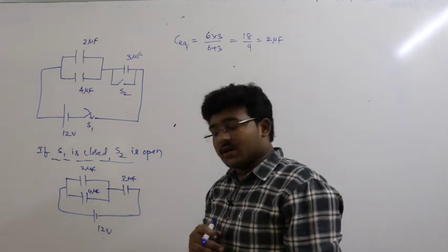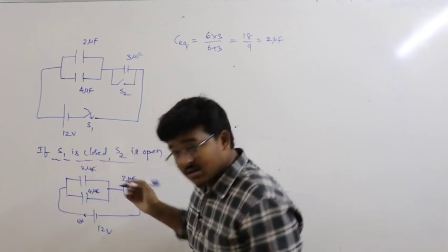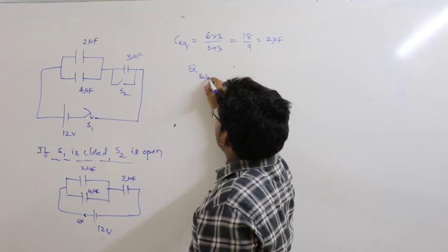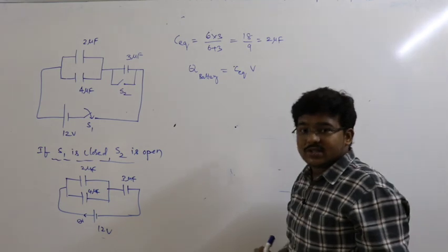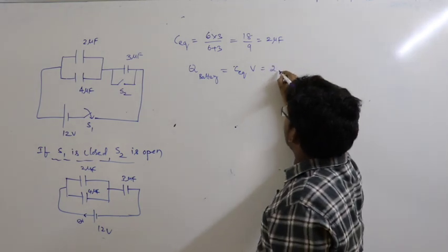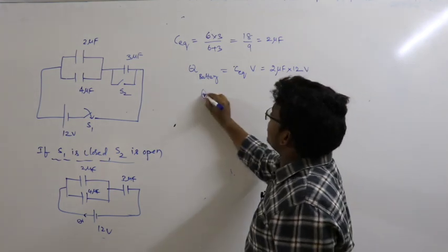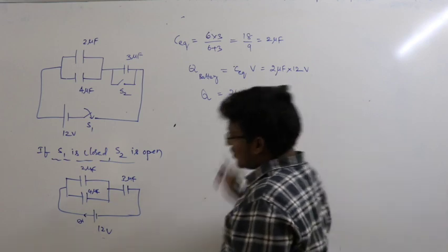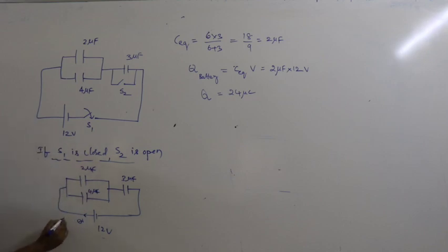Sir, why are we finding this one? Because to find out how much charge will start from the battery. So now what is the charge started from the battery? Q is equal to C equivalent into V, Q equal to CV. Now C equivalent is 2 microfarad and battery voltage is 12 volts. Now the charge from the battery is nothing but 2 into 12, 24 microcoulombs. Means 24 microcoulombs will start here.